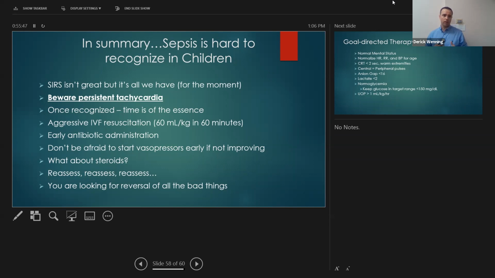Make sure you give early antibiotics. Don't be afraid to start vasopressors if you're not improving. But always think about hydrocortisone. Just continuously reassess these patients. Whenever I have a septic patient, I am literally in and out of that room probably every 5 to 7 minutes. I'm back in there just checking to see what's going on.